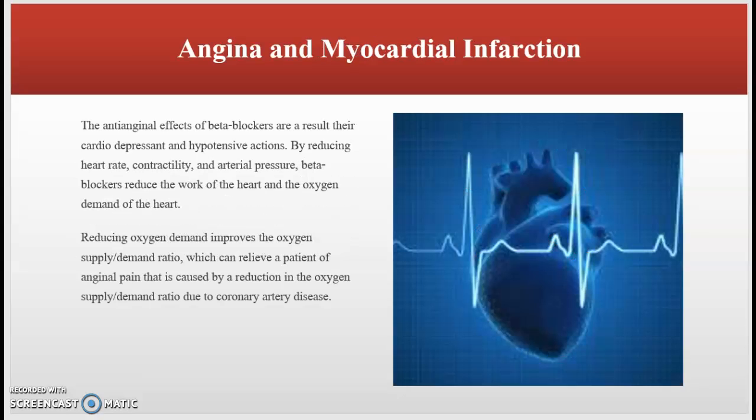Regarding angina and myocardial infarction, the antianginal effect of beta blockers is a result of their cardiodepressant and hypotensive actions. By reducing heart rate, contractility, and arterial pressure, beta blockers technically reduce the work of the heart and the oxygen demand of the heart. By reducing the oxygen demand of the heart, there's an improved oxygen supply-demand ratio, which can relieve patients of anginal pain that is caused by this reduction in oxygen supply-demand ratio due to coronary artery disease.